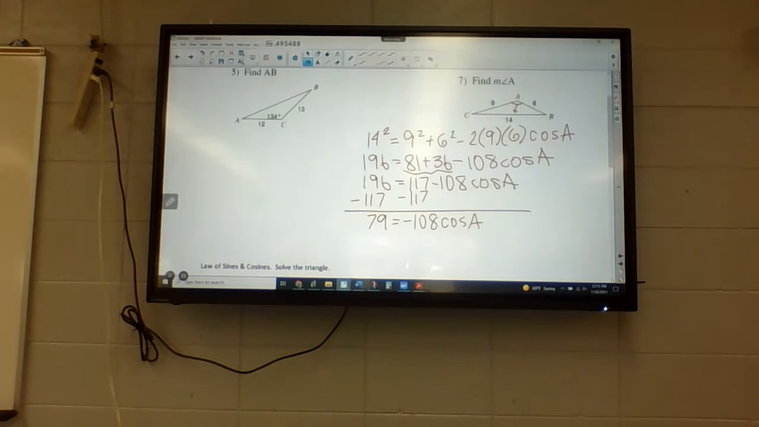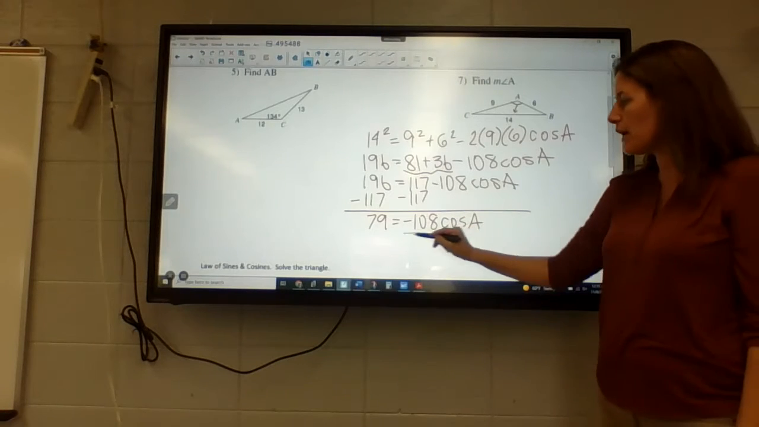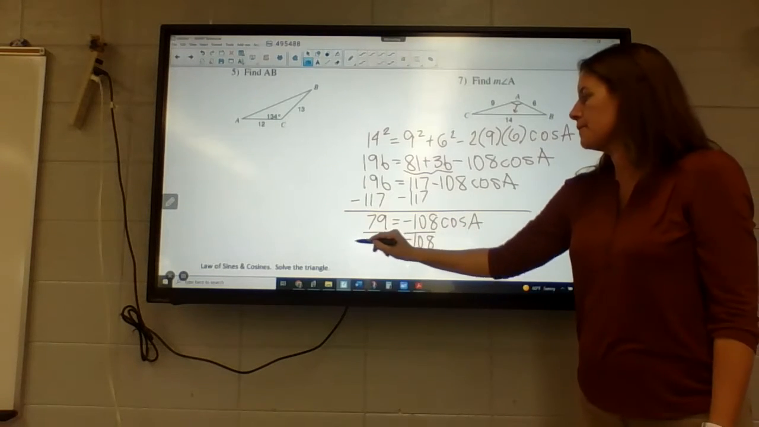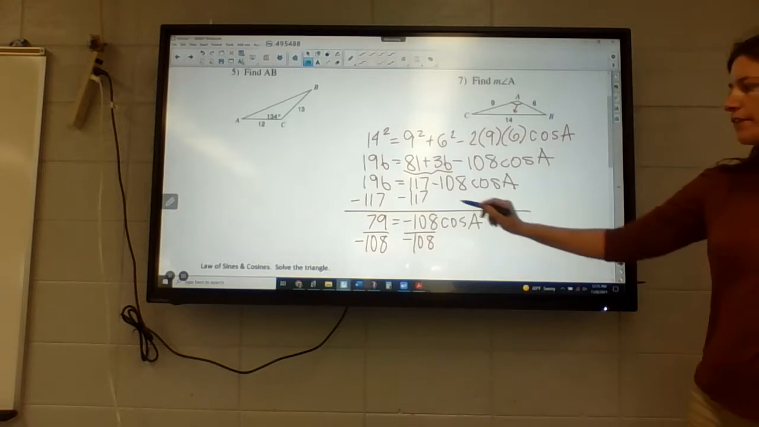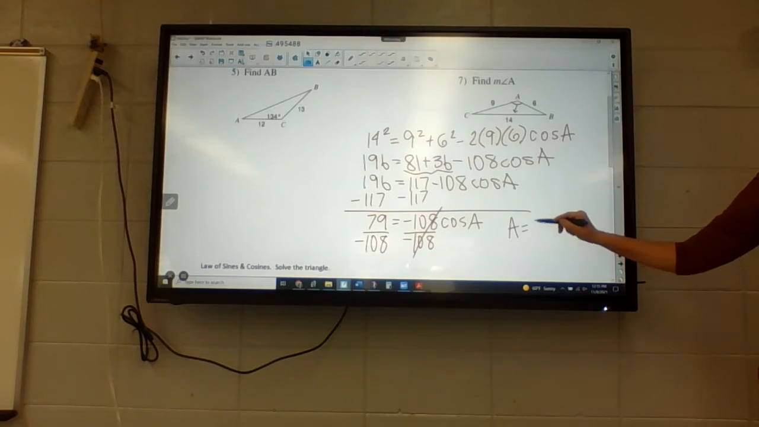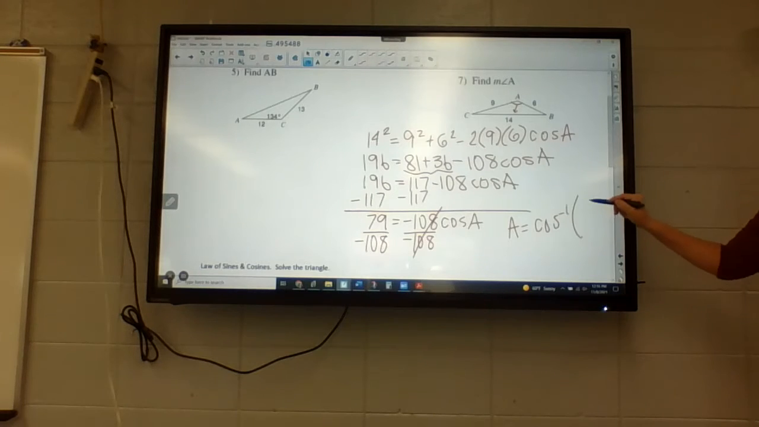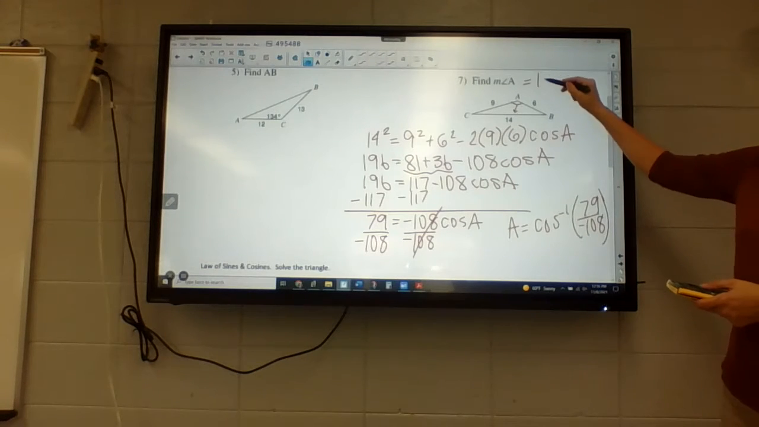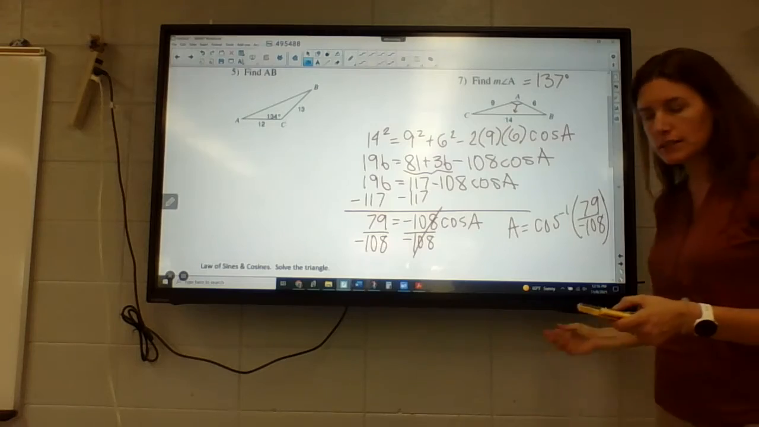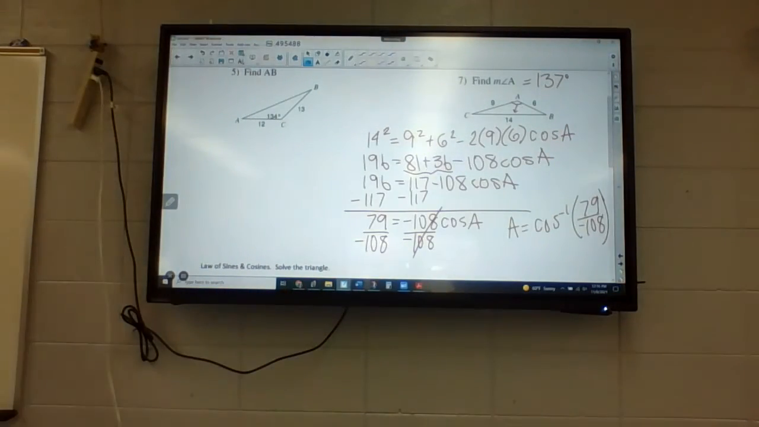So in order to get my cosine alone, now I can divide by negative 108. And that's what I'm going to do my inverse cosine of to find my angle A. And I get about 137 degrees for our angle A, which again makes sense in this drawing. It's across from the longest side, so it should be the biggest angle. Makes sense, it would be obtuse in that case.